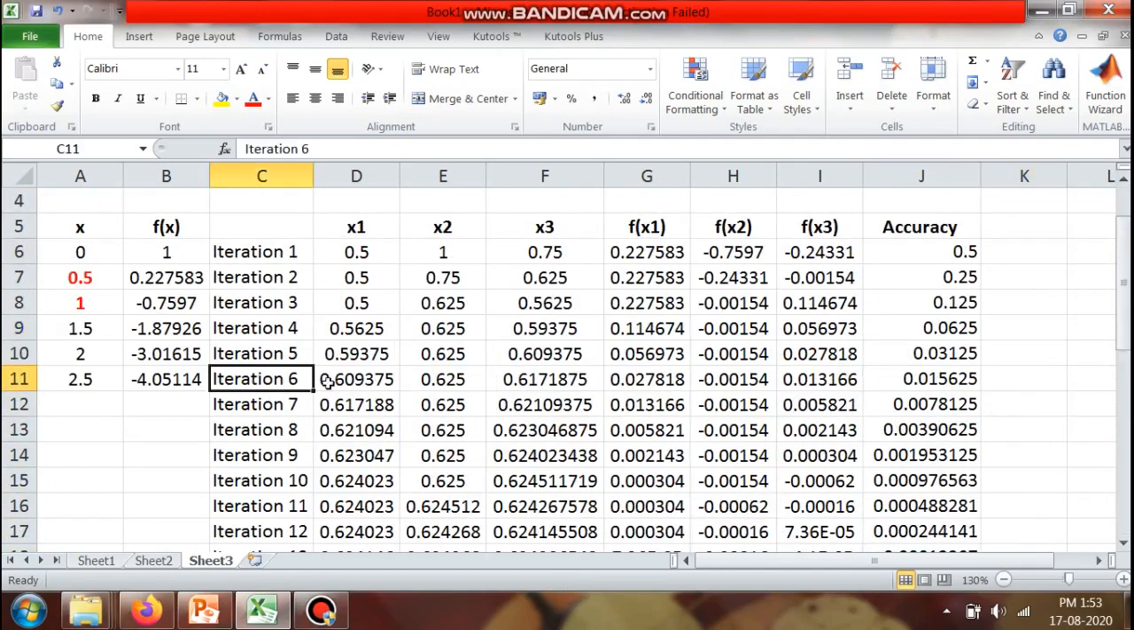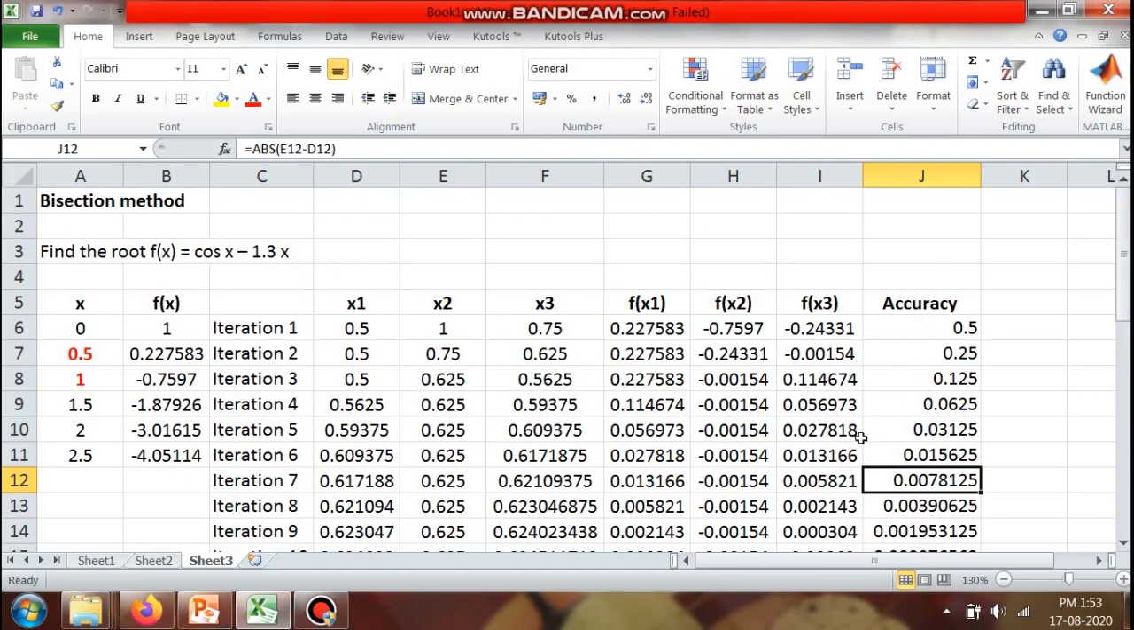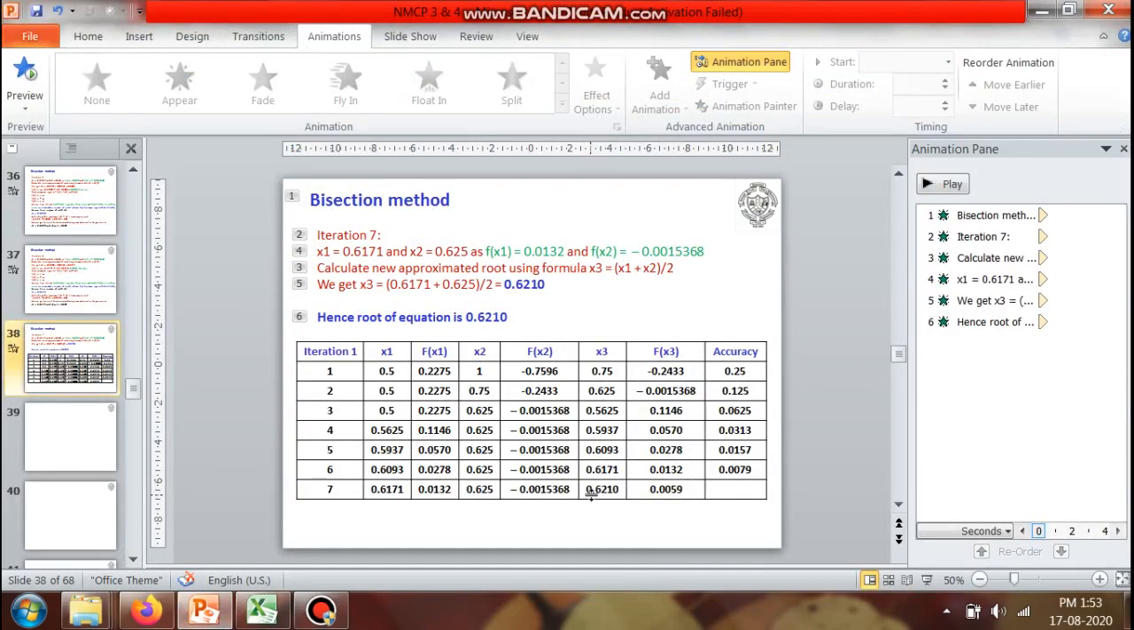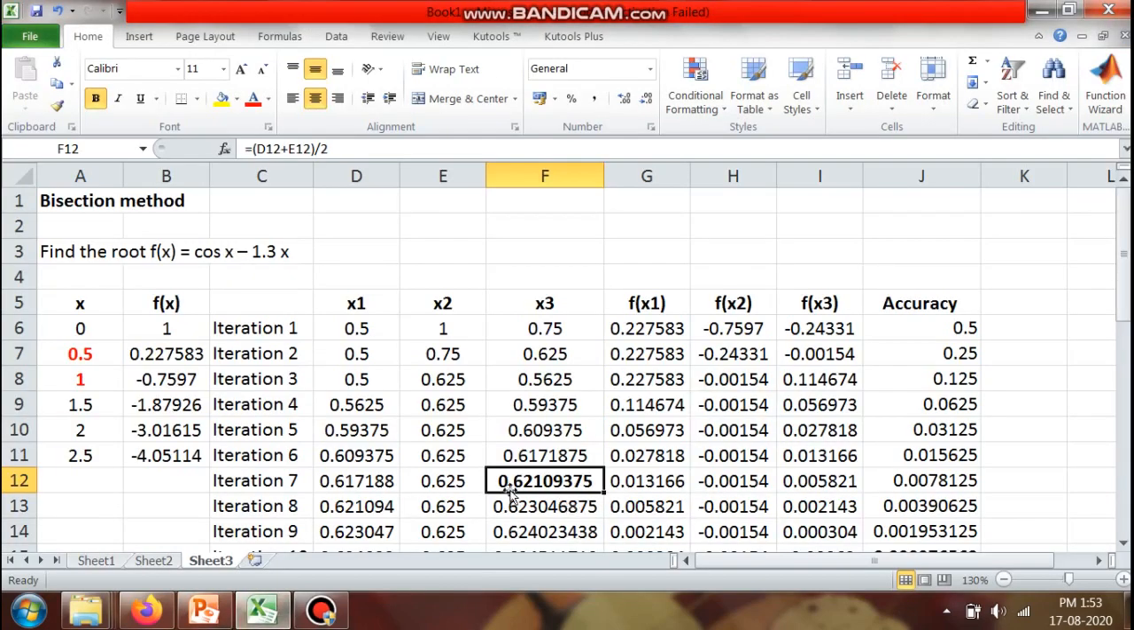So now if you see for the 7th iteration, the value of accuracy is 0.0781, which is less than our criteria, which was given as 0.01. So here you can stop. So if you see the value which we had calculated using the manual method, which was 0.6210, and if you see here it is also the same, 0.6210. So this is how you can solve the numerical using Excel, MS Excel.